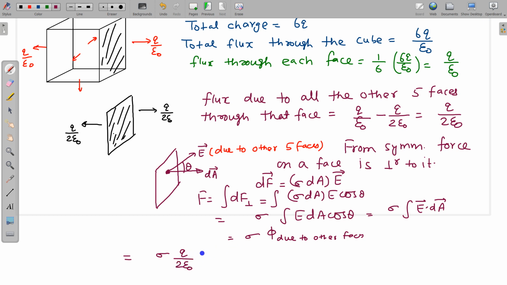So this is the flux due to other faces, and we can write q as sigma multiplied by L square, divided by 2 epsilon naught. So this is sigma square L square divided by 2 epsilon naught. So this is the net force on a particular face, and obviously on any face this is the force. So this is the force on a face due to all the other 5 faces.